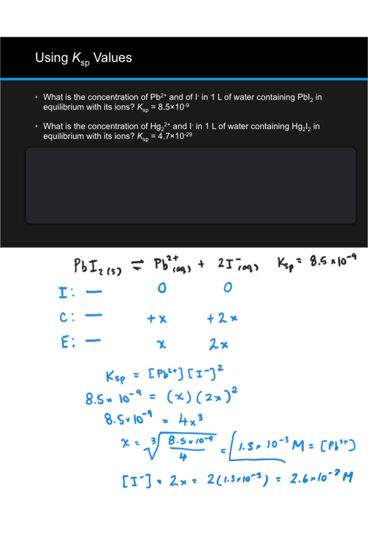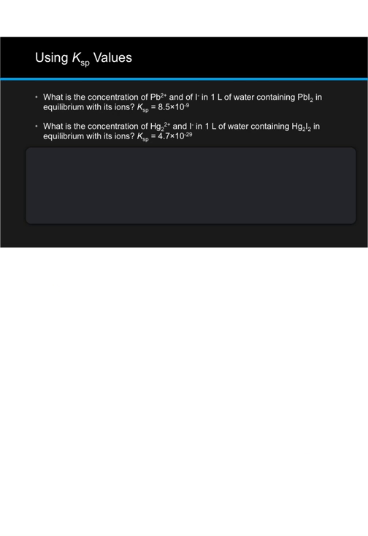And from here, we get the concentrations of both of our ions, lead and iodide, in an aqueous solution of a mixture of lead-2 iodide with water. We can carry out a similar calculation to determine the concentration of mercury 1 and iodide from Hg2I2 in a mixture with water. So at this point, I'd suggest you pause your video and try that for yourself.